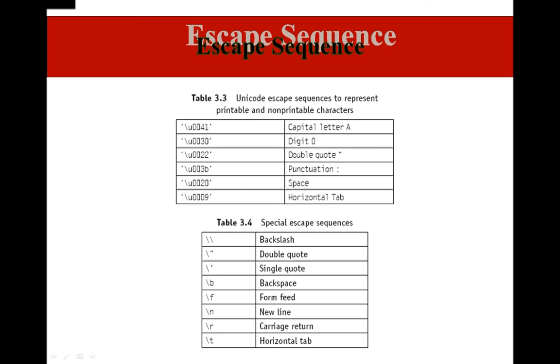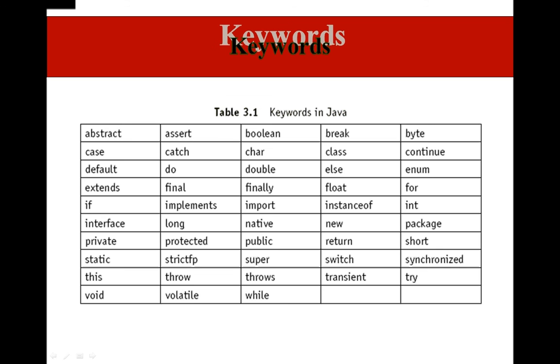And these are all the keywords which are used in the Java language. Abstract, assert, boolean, break, byte, switch, return, new, native, long, private, public, throw, while, all these are keywords.